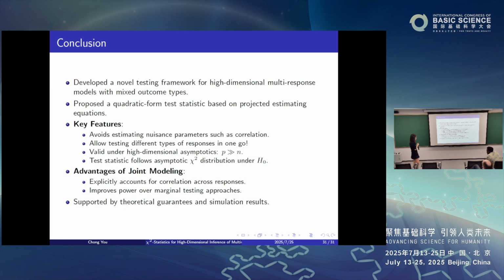And also the good thing is, because we did the joint modeling, it will improve the power of the marginal test approach, because we use the information about the correlation between y's. So we can borrow information between different yi's. This sort of increases your sample size, or increases your power.